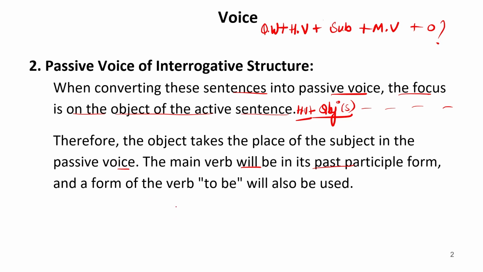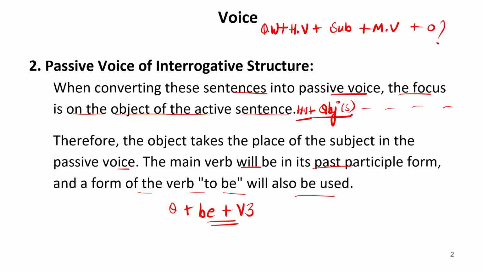The main verb will be in the past participle. Yes, this is again very important. That is, object on the subject place, then we have the be form, and then we have the verb's third form, that is the past participle of the main verb. And a form of the verb to be will be used. So these are several important things to convert an active sentence of interrogative structure into passive voice.